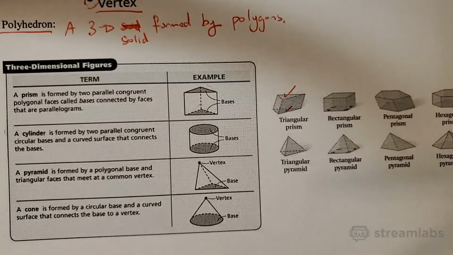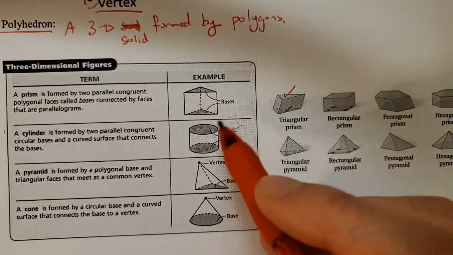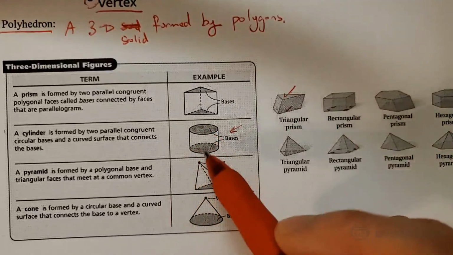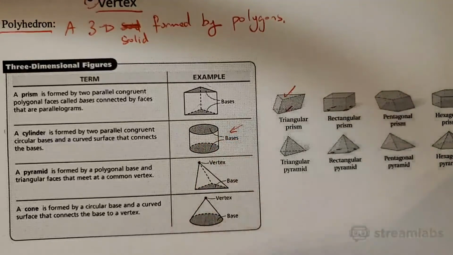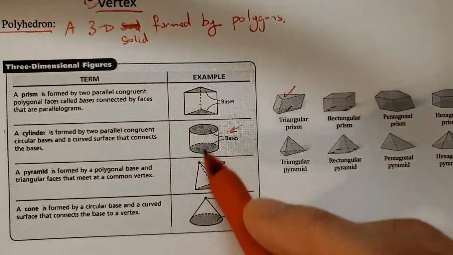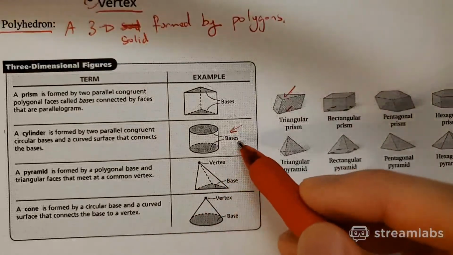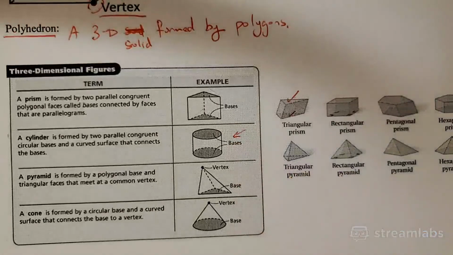Then let's look at this. This is called a cylinder. Keep in mind that this is basically a prism, but the bases are circles. Because it's curved and circles aren't polygons, we don't call this a polyhedron. It's not a polyhedron.